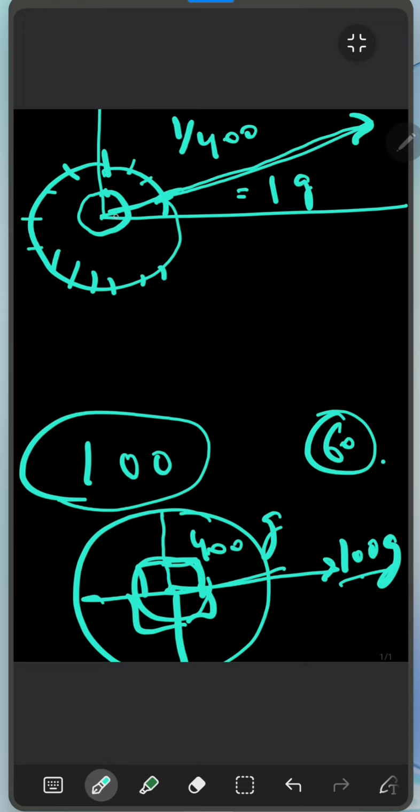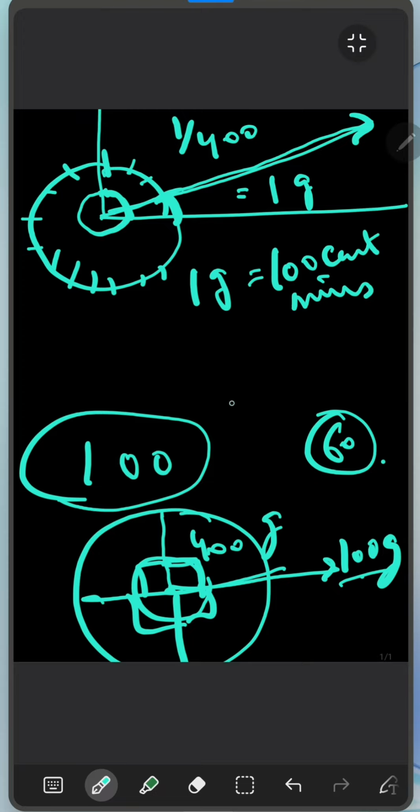One right angle of this would be 100 grad. And further, if we divide 1 grad into 100 parts, then understand, 1 grad is equal to 100 centesimal minutes. And further, if we divide this into 100 equal parts, then 1 centesimal minute will be equal to 100 centesimal seconds.